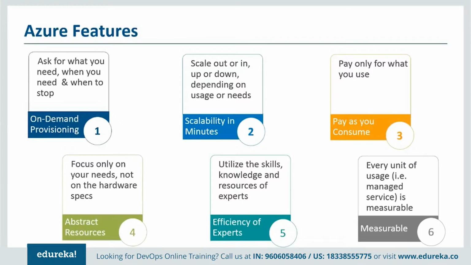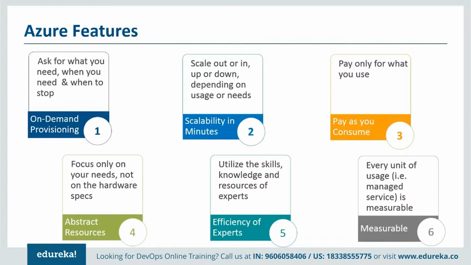If I want to scale, if I have, let's say, 1 VM right now and suddenly I want to scale it up to 100 VMs, can I do it on-prem? Very, very difficult. When it comes to the cloud, scaling from 1 VM to 100 VMs is just a matter of seconds. All right, so this is what we call on-demand provisioning.